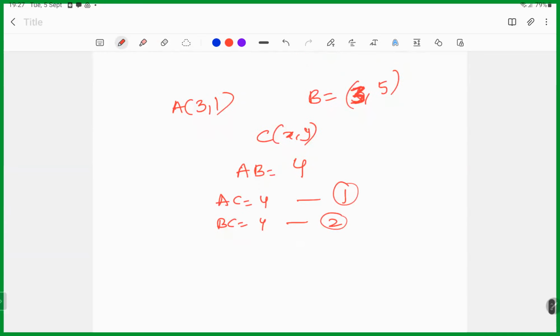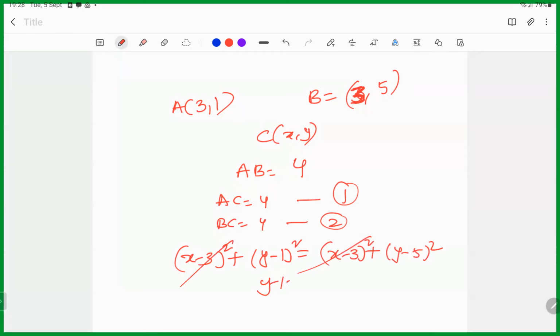So two equations and two unknowns. X, Y are two unknowns. Two equations. Solving pair of linear equations, you will get them. So what's AC equal to BC? What is AC? X minus 3 square plus y minus 1 square equal to x minus 3 square plus y minus 5 square. Cancel. Y minus 1 square equal to y minus 5 square.